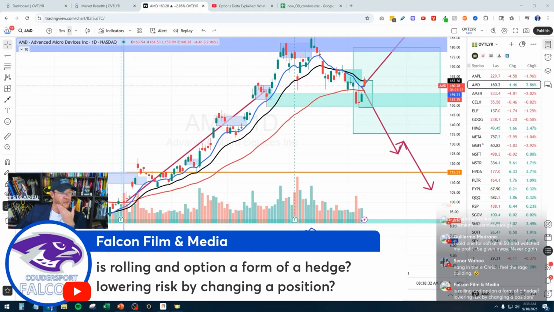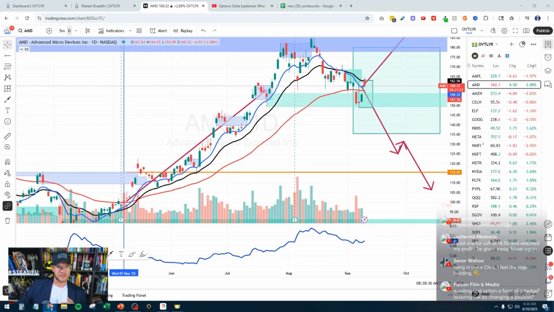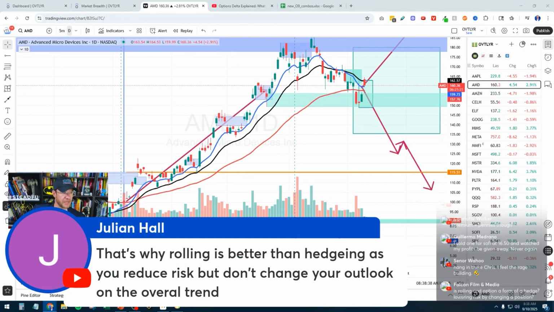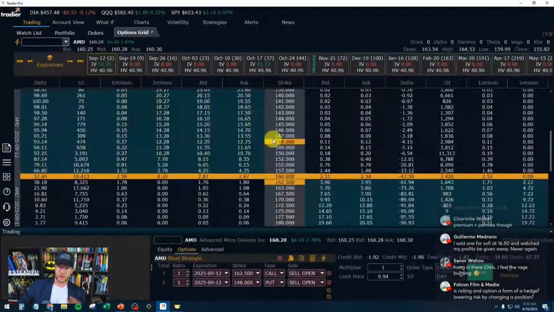Is rolling an option a form of a hedge, lowering risk by changing a position? Somebody else talked about rolling options. That's why rolling is better than hedging. You reduce risk, but you don't change your outlook on the overall trend. Let's talk about what rolling options is. This is one of the coolest ninja hacks that I ever came across in trading.